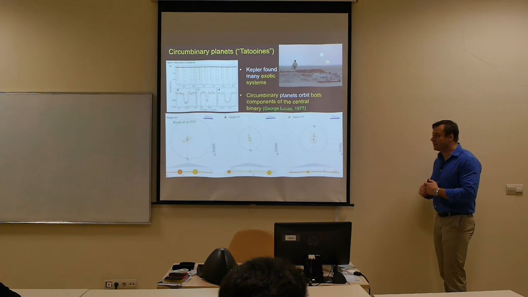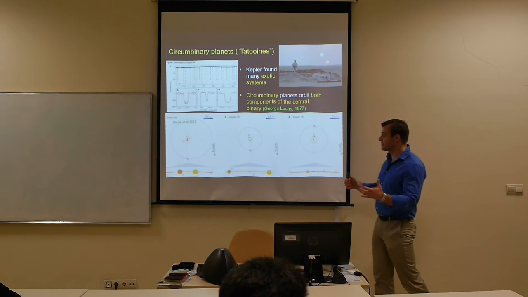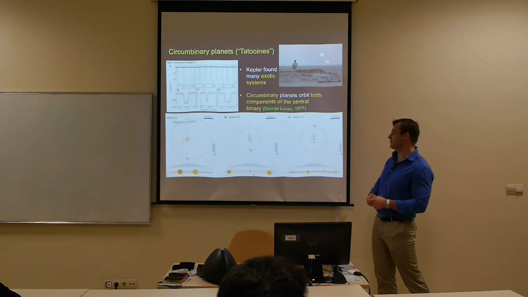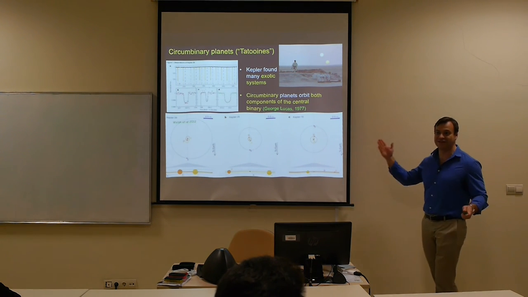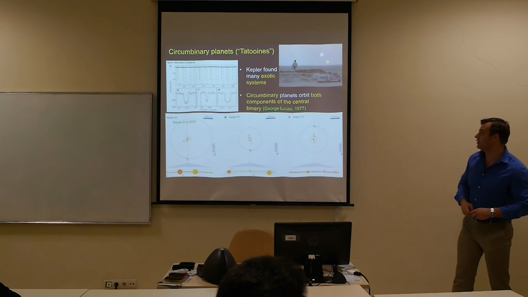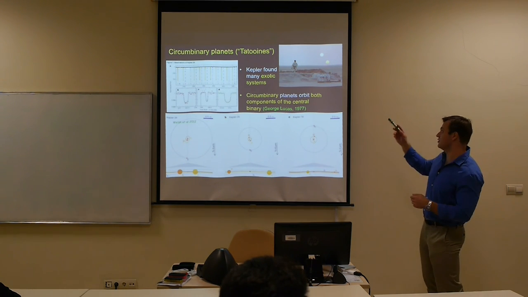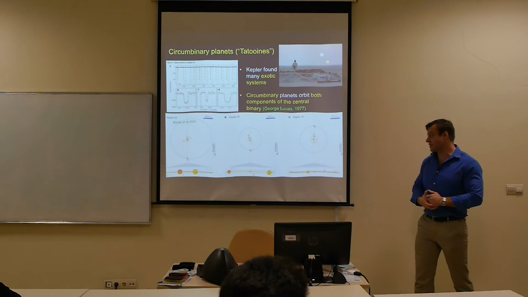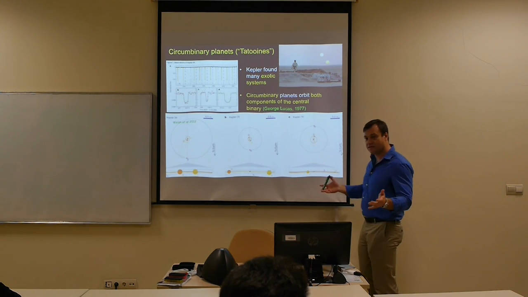And the cool thing is that Kepler has found such planets. I like to joke that the first discovery of circumbinary planets was actually by George Lucas in 1977, when the movie came out, and apparently this was done by direct imaging. I mean, you can see really the two suns. But jokes aside, Kepler has found about a dozen of such systems.